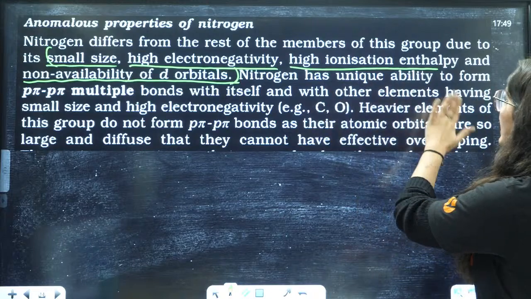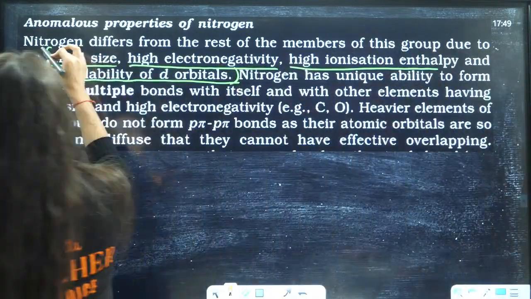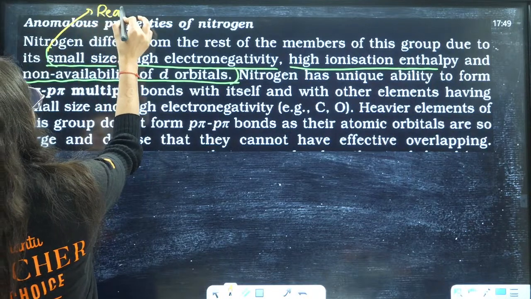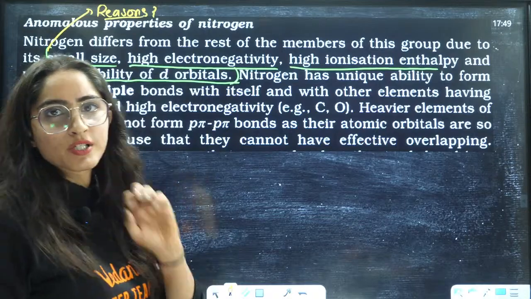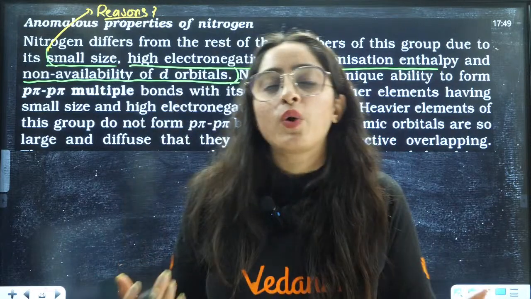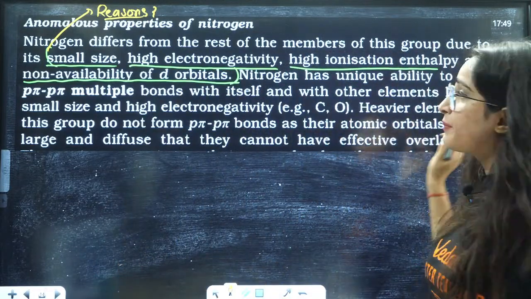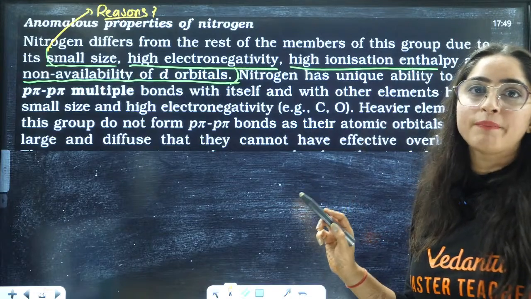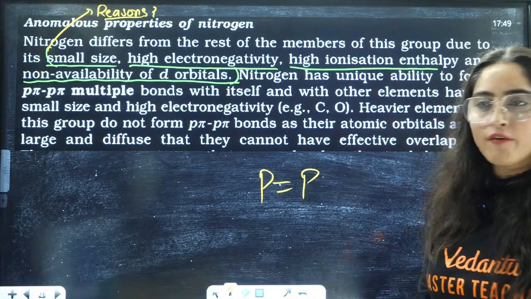Nitrogen has a unique ability. Now, what are they? Firstly, we know the reasons. These all are the reasons why it is showing anomalous behavior. Now, what kind of anomalous behavior is it showing? Nitrogen has the unique ability to form p-pi p-pi bonds. You have never seen p double bond p, right? No, you have not seen.